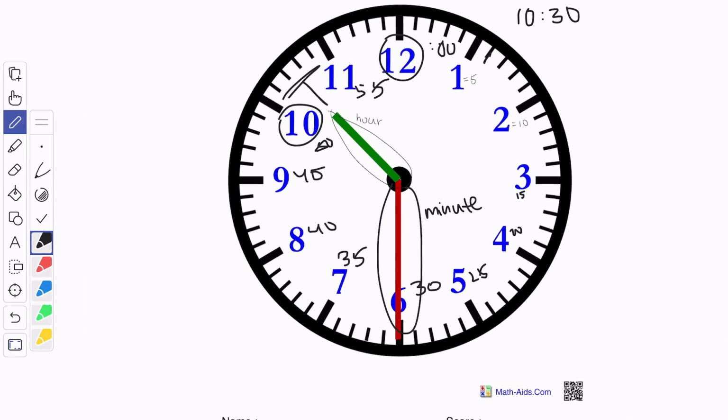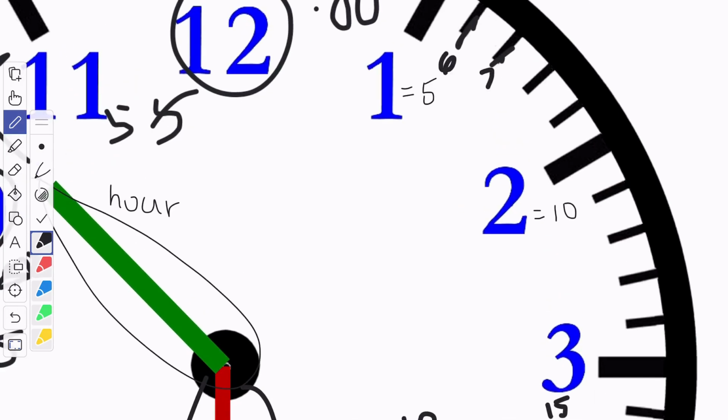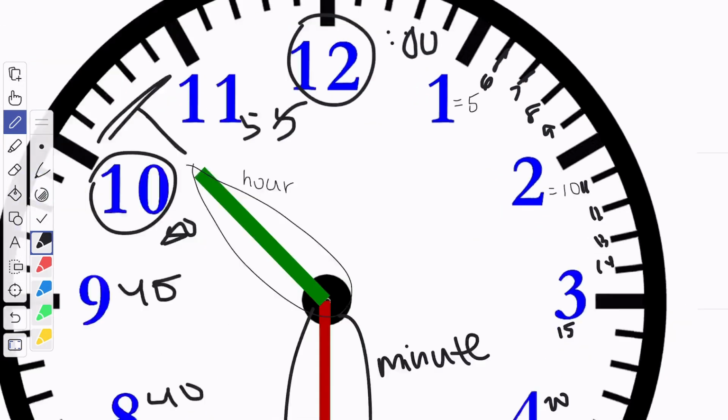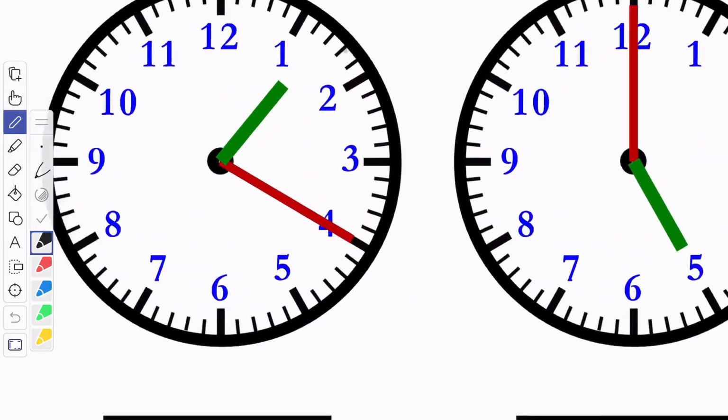And then these little ones, they signify other minutes. So this one would be 6, 7, 8, 9, and then this is 10, 11, 12, 13, 14. So that's the basics of reading a clock. So let's do some practice.